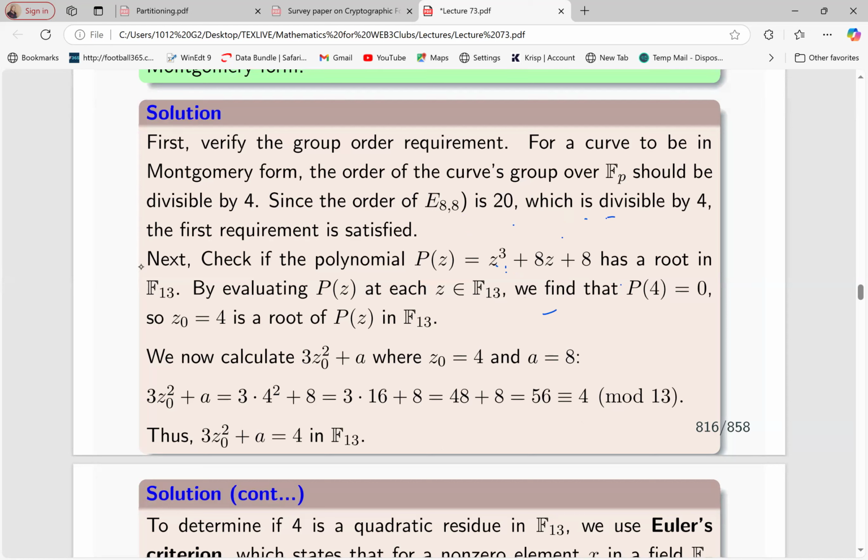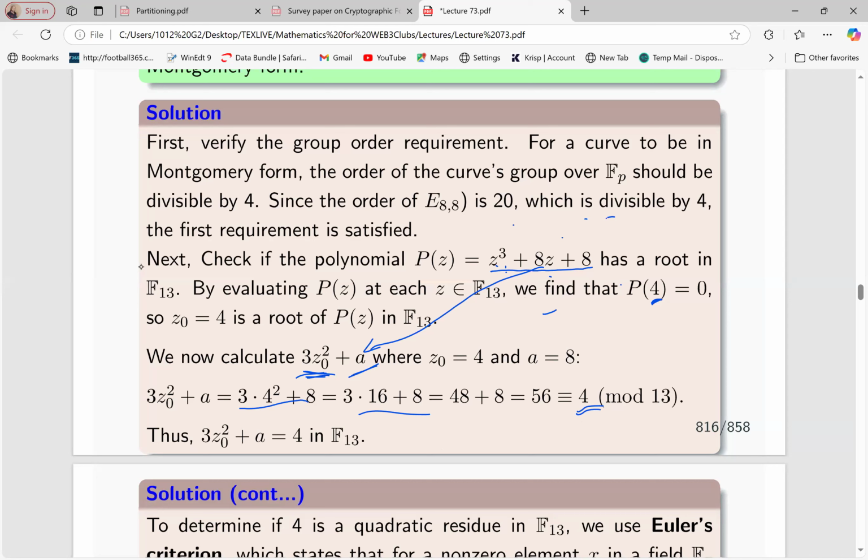And that was our second condition, because our second condition was to check whether this polynomial has a root. And once that is done, you take that root, which is 4, square that root, multiply by 3, then add a to it. Of course, a is 8 in this case. And that is what is happening at this point. And I got 4 mod 13.